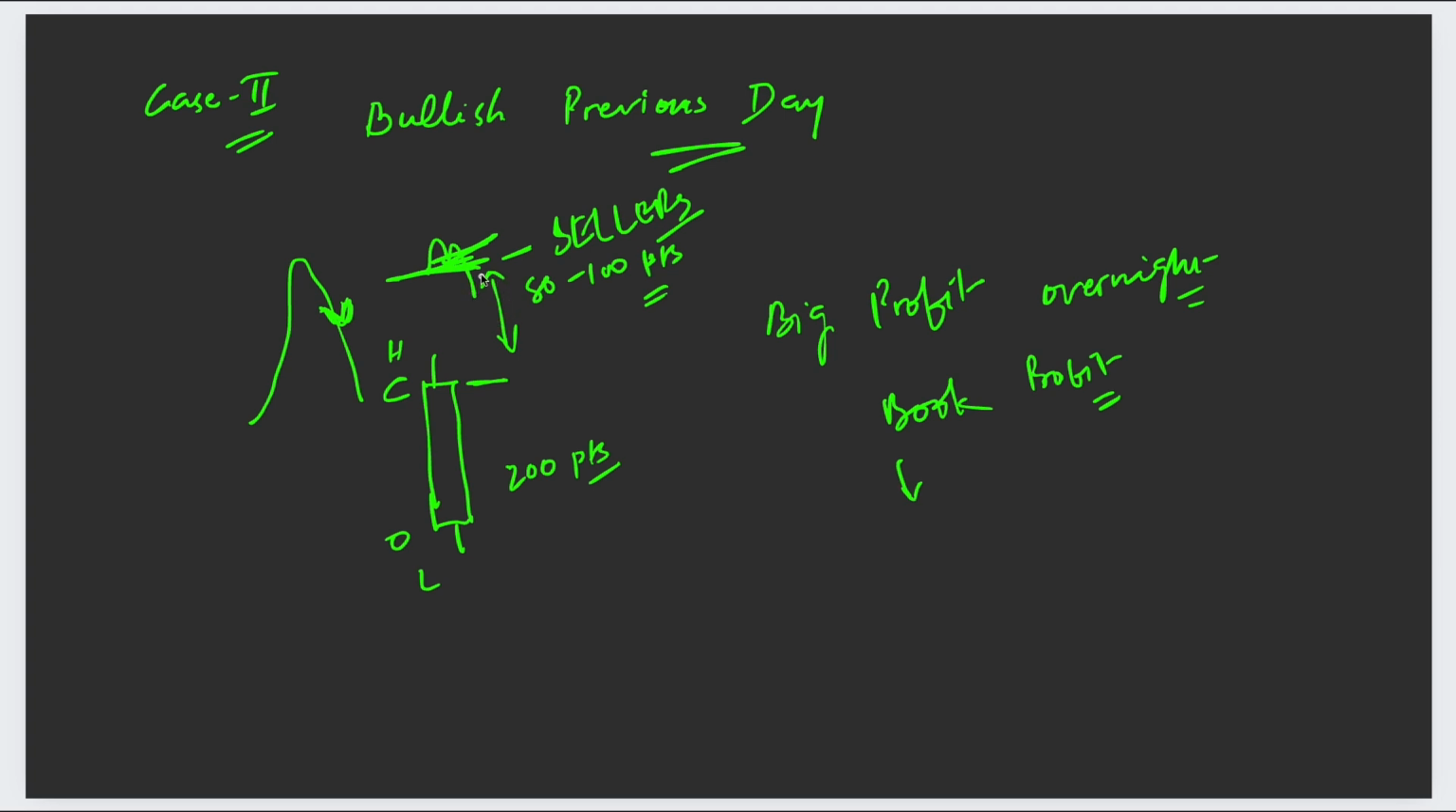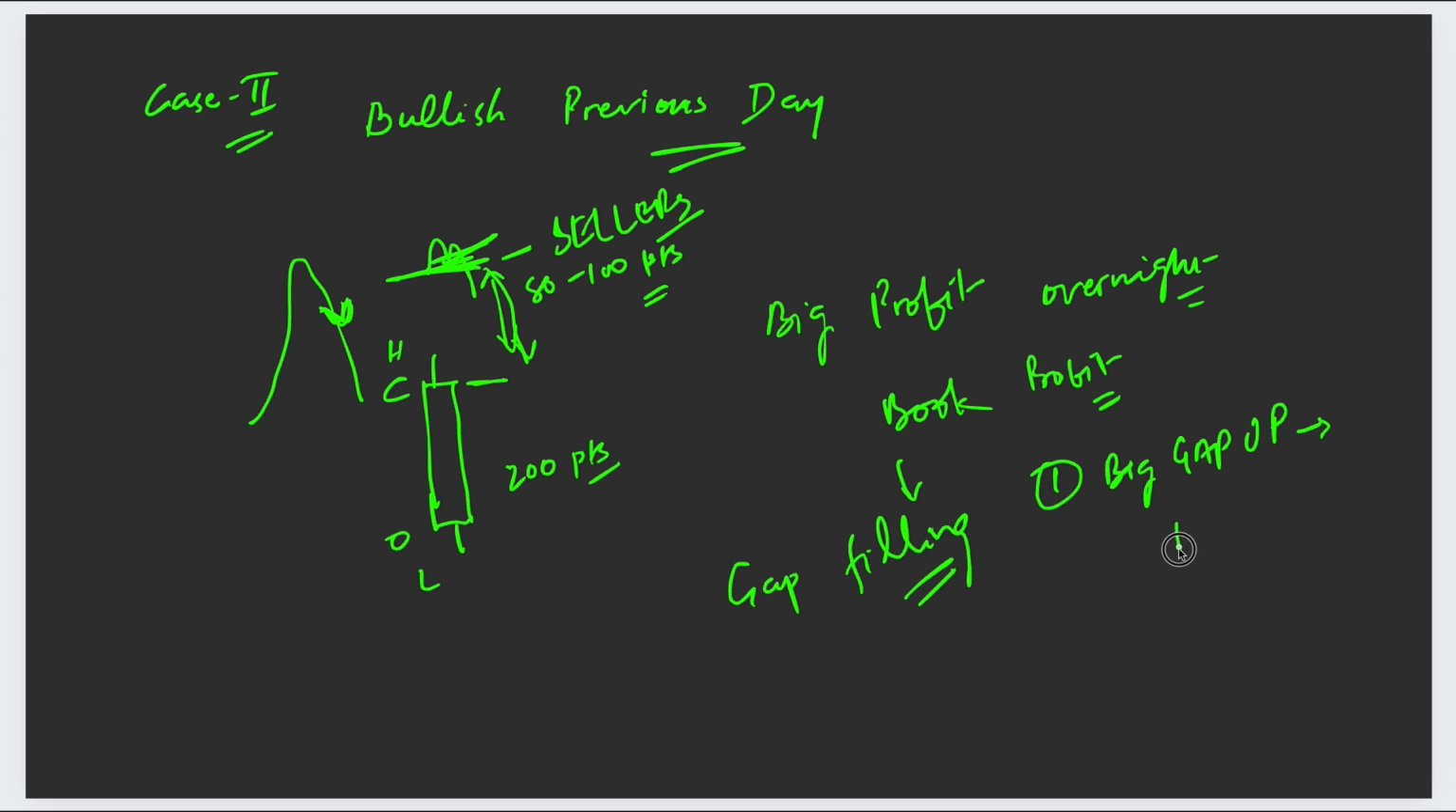So what do we have to do here? The first case is when the market opens a big gap up on a bullish day. Then you can plan for reversal, simple. Again, it will not work 100% of the time, but 60 to 70% of the time it will work.